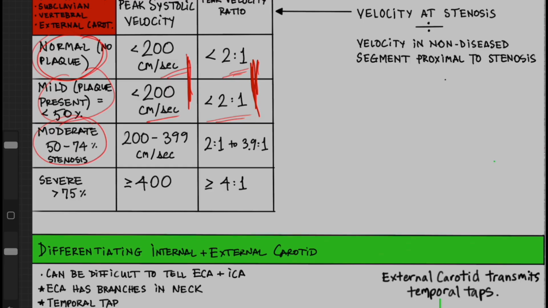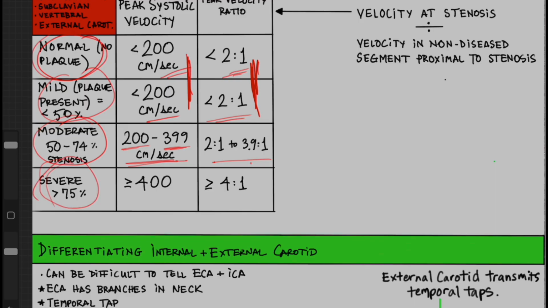Moderate disease, you'll notice the percentage is a little different, 50 to 74% stenosis. That's just how it is in the world of vascular right now. And the velocity criteria, peak systolic, 200 centimeters per second to 399 centimeters per second, and the ratio 2 to 1 to 3.9 to 1.